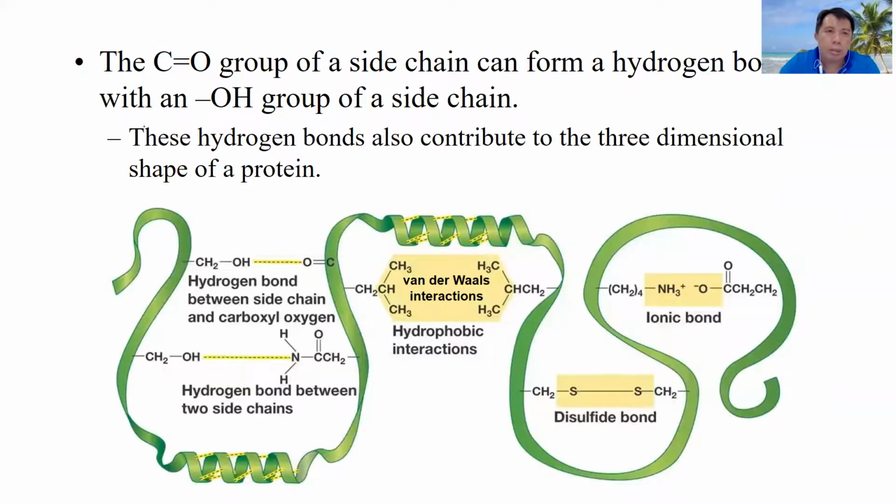Again, same as in the secondary structure, the carbonyl group of a side chain can form a hydrogen bond with a hydroxyl group of a side chain. Like here, this one is between the side chains. This hydrogen bonding also contributes to the three-dimensional shape of a protein.